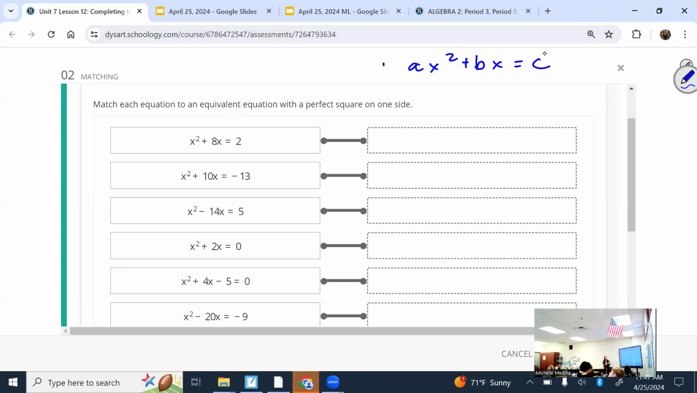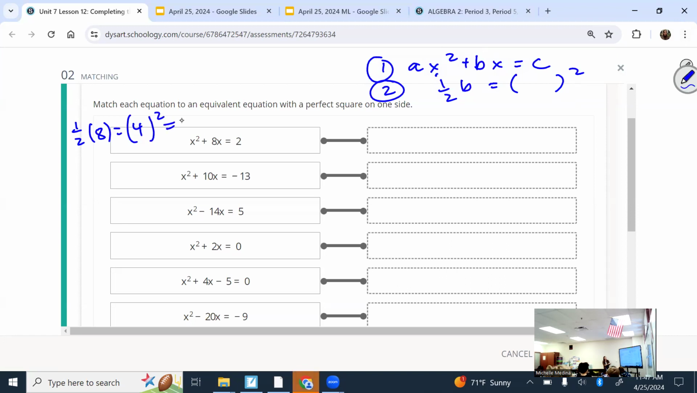Okay, so then you move on to step 2, which is where you take half of b, you square it, whatever that is, and then you add it to both sides. So what's b in this one? What's half of 8? And then we're gonna square it. What's 4 squared? 16, so it's 4 times 4. And then we add it to both sides of your equal sign, like this.